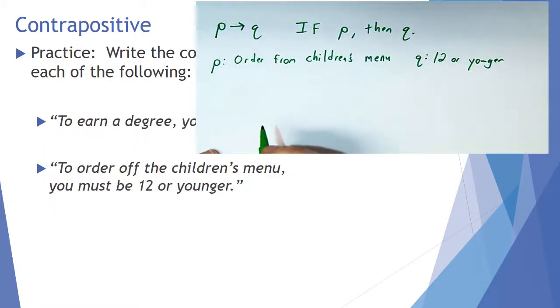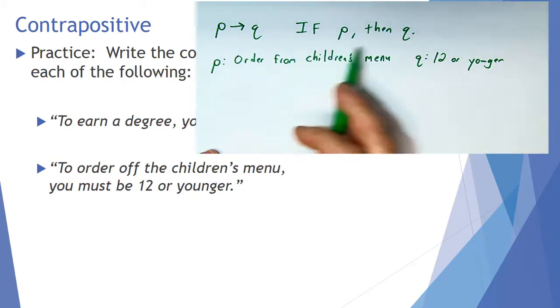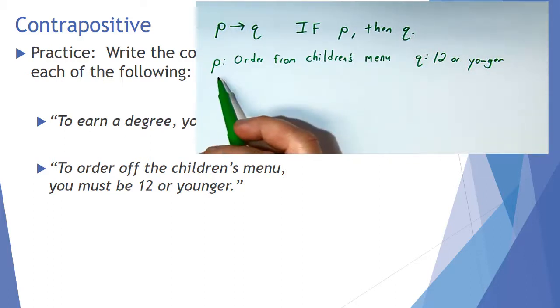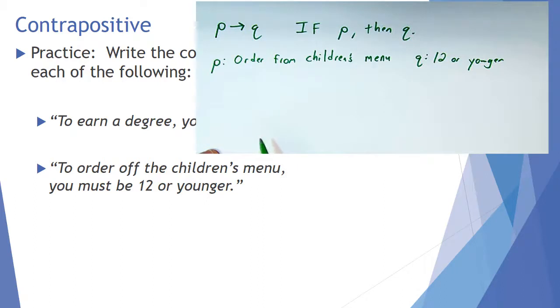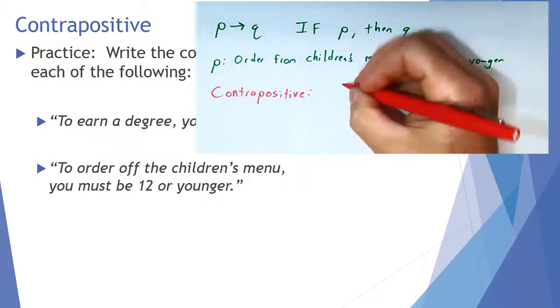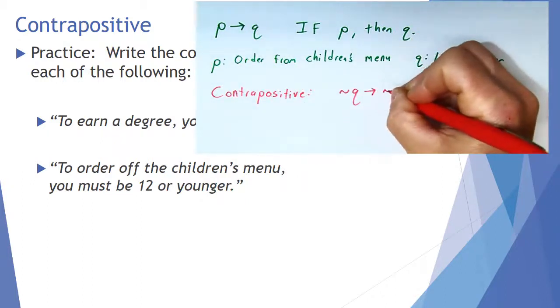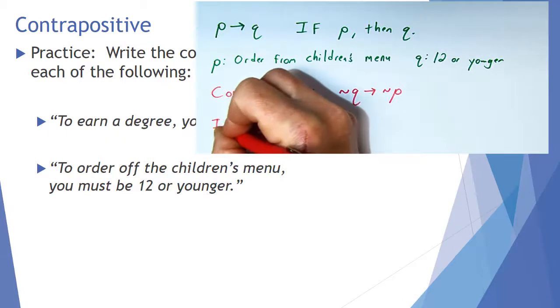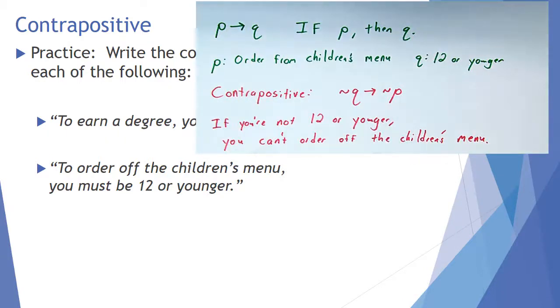Our second one, to order off the children's menu, you must be 12 or younger. If one thing, then another. If you wish to order from the children's menu, then you must be 12 or younger. P is being played by ordering from the children's menu, and Q is being played by 12 or younger. So what will the contrapositive be? The equivalent contrapositive statement will reverse P and Q and negate them both. In other words, not Q implies not P. We'll get an equivalent statement. That is to say, not Q: if you're not 12 or younger, then that implies not P. You can't order off the children's menu. Same statement, but said in contrapositive form.